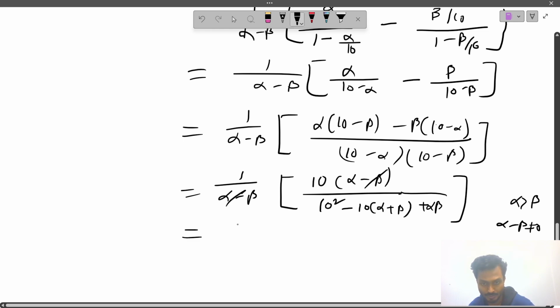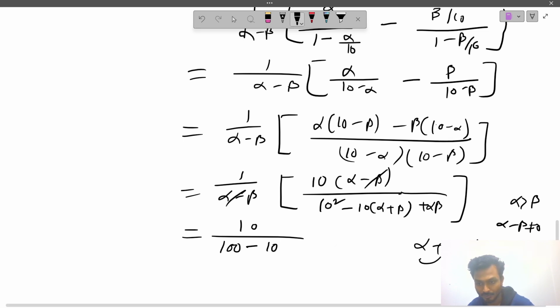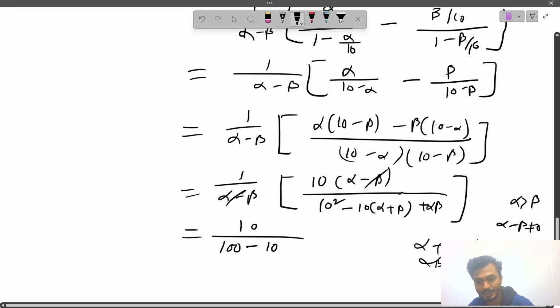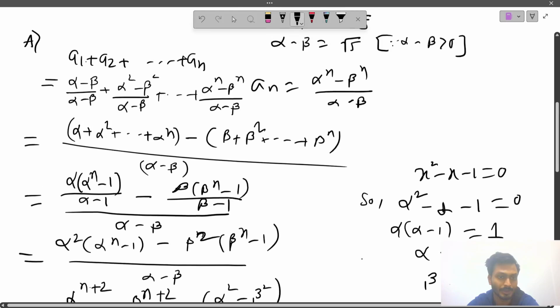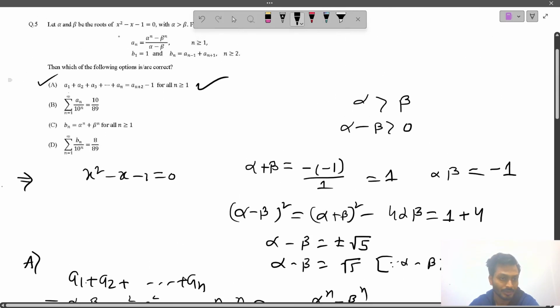So this will be equal to 10 divided by 100 minus 10 times alpha plus beta, which we calculated previously as 1, so this is 10, and alpha beta is minus 1, so plus minus 1. So this will be 10 divided by 89. So let us check if it is 10 divided by 89. So yes, this is 10 divided by 89.